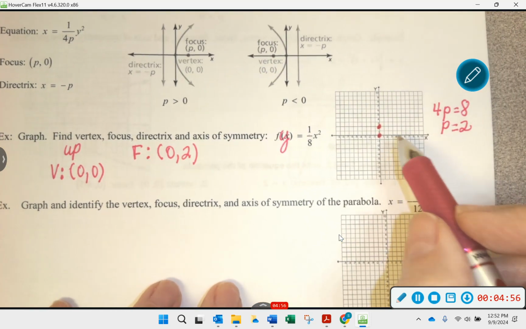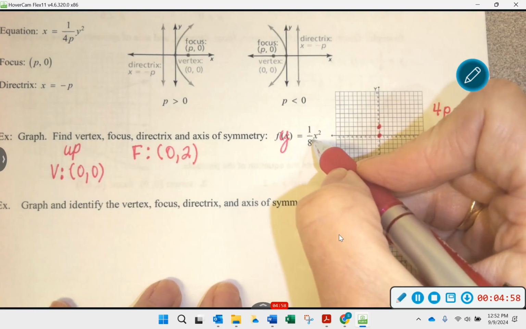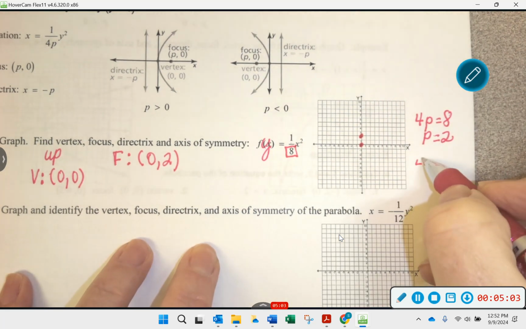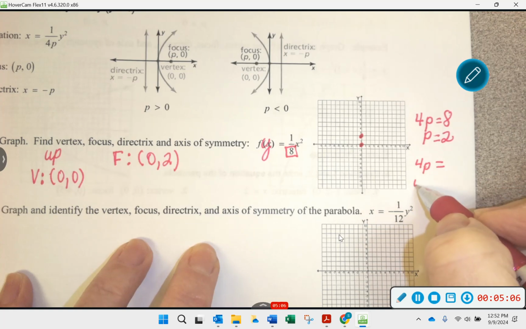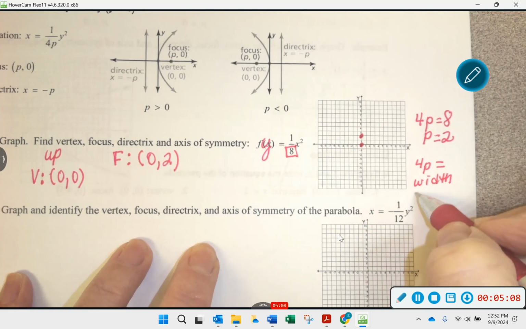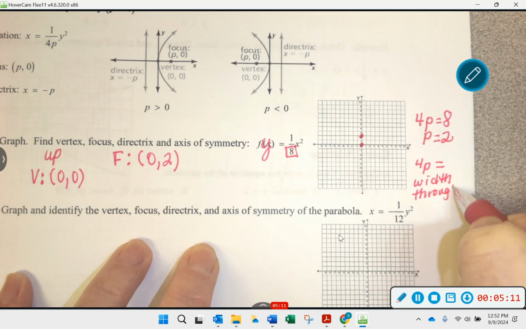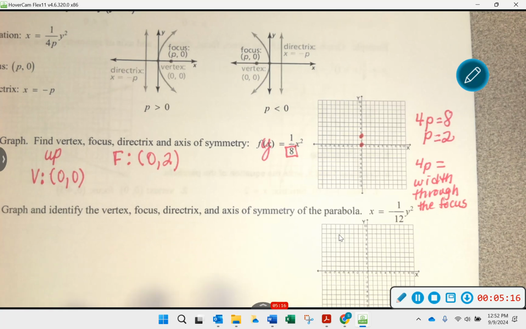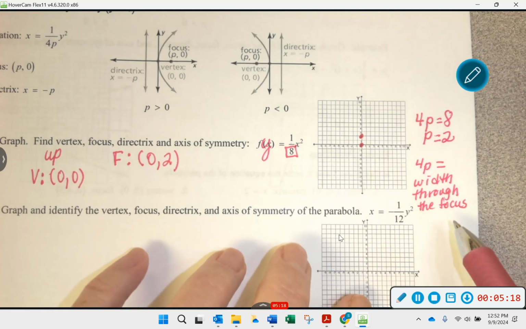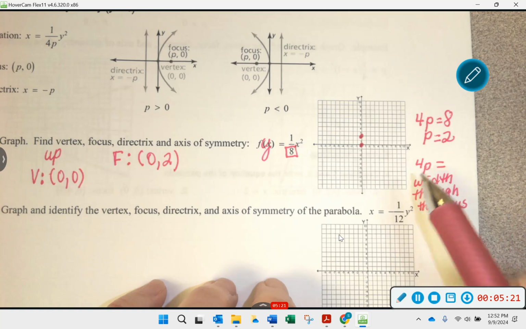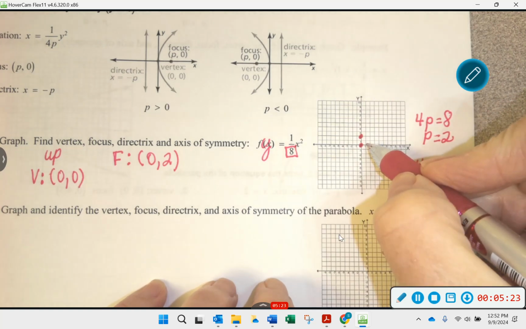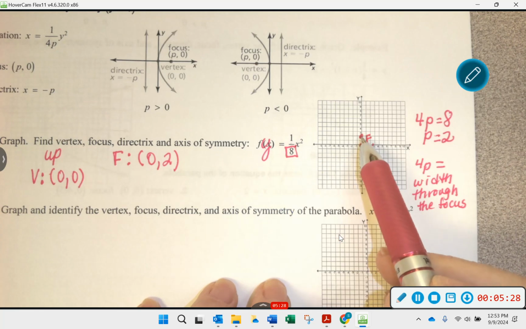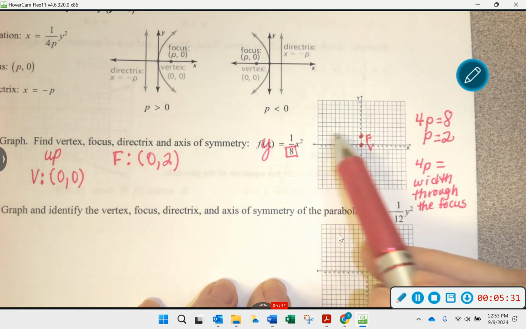Here's the other really cool thing. Whatever this number is in the denominator, that 4p value, that's going to equal the width through the focus. That's going to tell us the width through the focus. So once again, here's the vertex, here's the focus. So the width of this through the focus has to be a total of 8.